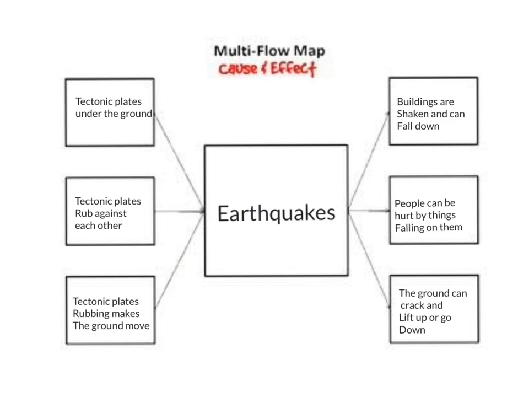When you use a multi-flow map to plan for your writing, you need to think of the causes of an event and the effects of that event. You can then use these ideas in your writing.